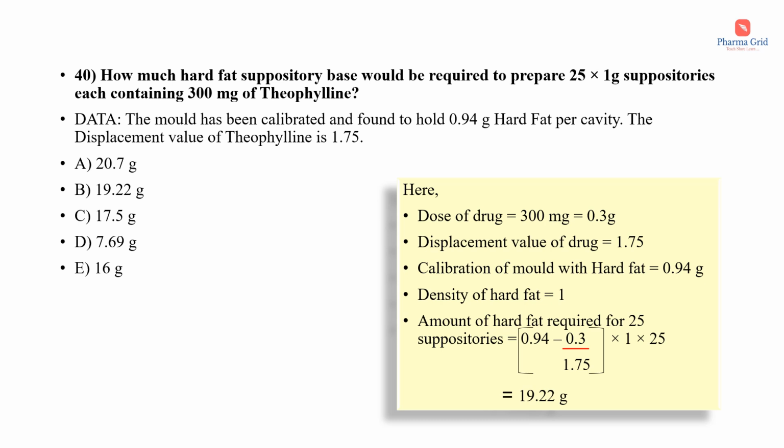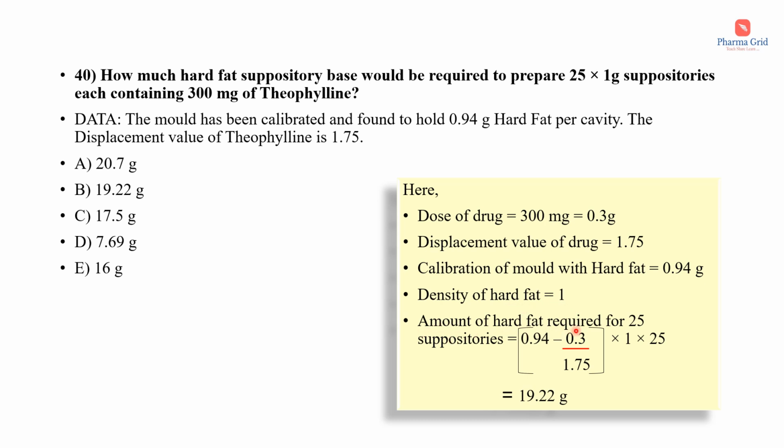So here we will use the same equation to find out the weight of the base. That will be mold calibration minus drug dose in gram divided by displacement value, all multiplied by base density into number of suppositories. Here the dose of the drug is equal to 300 milligram. 300 milligram should be converted to gram, so that will be equal to 0.3 gram. Then the displacement value of the drug is equal to 1.75. Then calibration of mold with hard fat is equal to 0.94 gram. Then the density of hard fat is equal to 1.